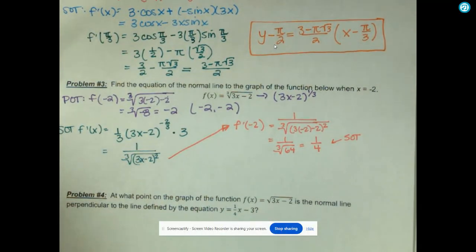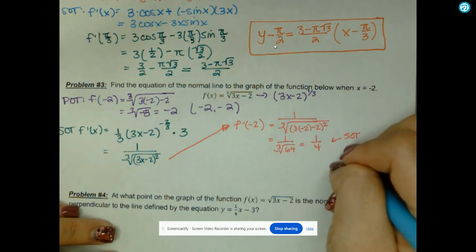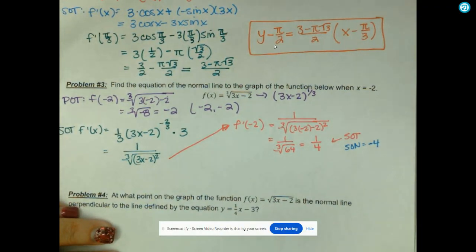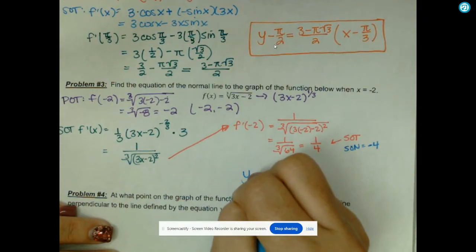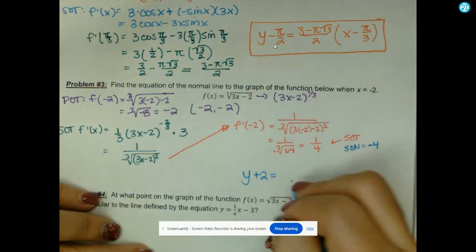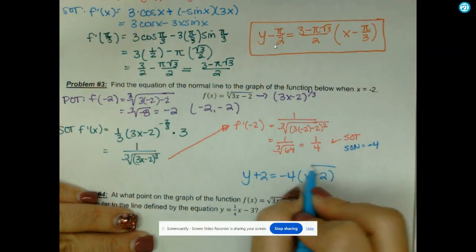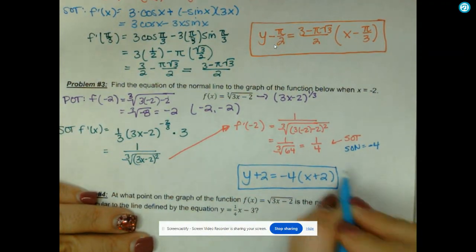but we need the normal slope. So if 1/4 is our slope, then our normal slope is -4. So now we can write our equation. y plus 2 equals -4x plus 2. Okay?